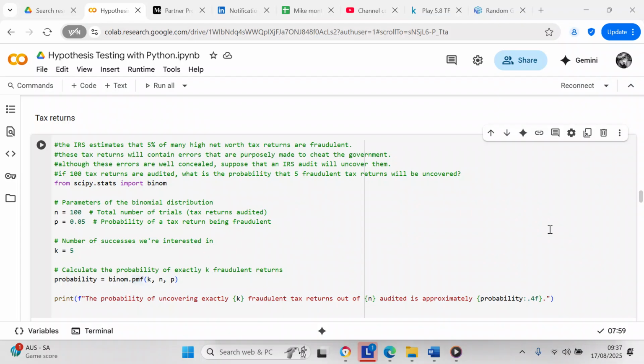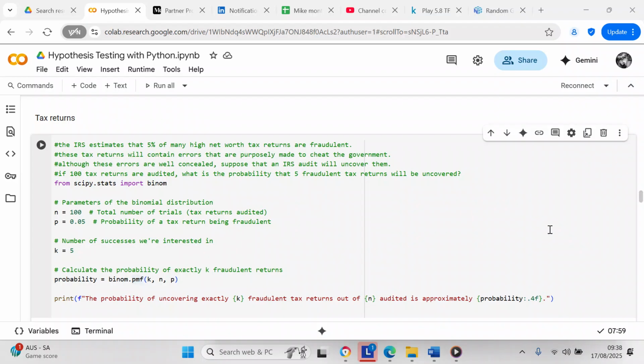So we're going to set up the parameters for the binomial distribution. N is the total number of tax returns, and that's 100. P is the probability of a tax return being fraudulent, that's 5%. And the number of successes we're interested in is K equals 5. So we're going to calculate the probability of exactly K fraudulent returns.